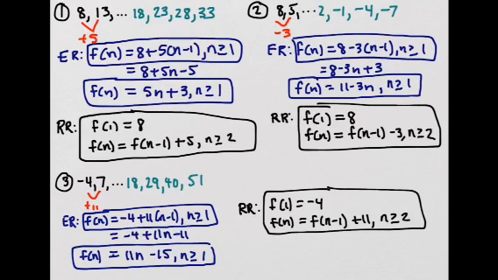So for number 3, similar to numbers 1 and 2, you have a common difference of positive 11. And so you add 11 to 7 to get 18, and then do the same thing to get 29, 40, and 51.